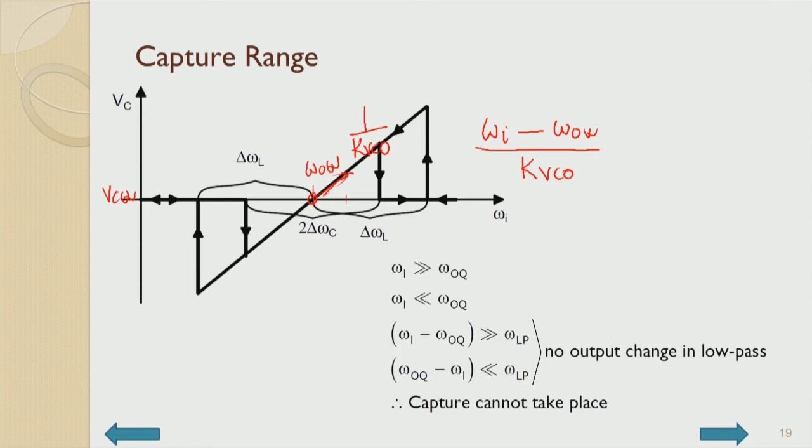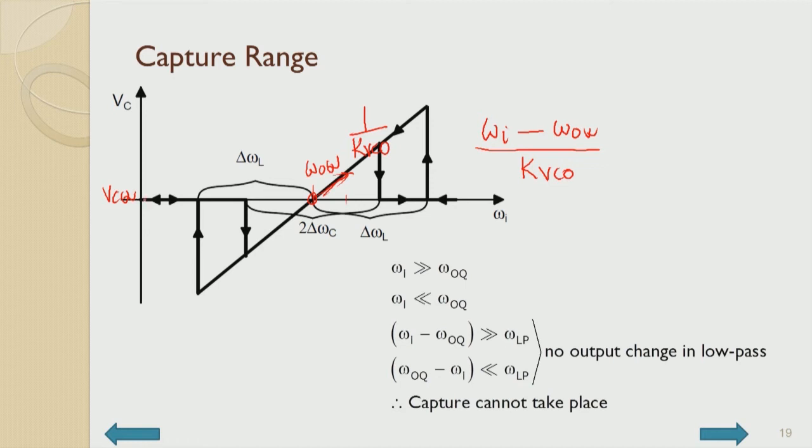So if it is going out of lock, then once it goes out of lock, right, this is continuing to free run at omega naught Q, right? So this has come down, okay? So just let us consider omega I either much greater than omega naught Q, or omega I much less than omega naught Q. This whole thing was the lock range. If you start with omega equal to omega naught Q, go all the way up to this, and without loss of lock, come back, you can go all the way. So you can keep swinging from here to here without any problem, as long as you are not going out of lock. But suppose you go out of lock, it is free running at omega naught Q.